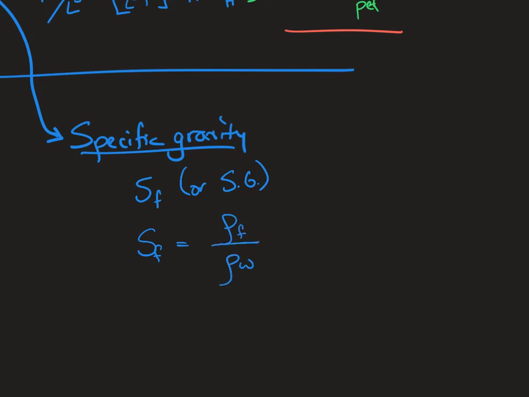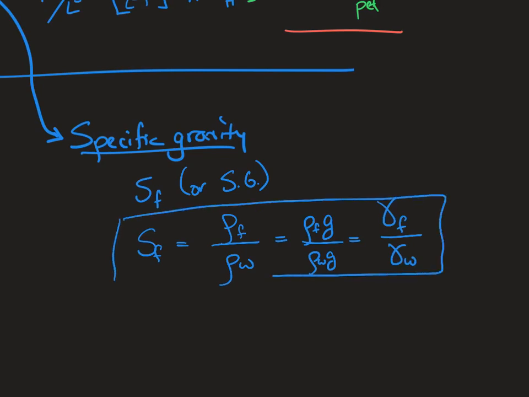Notice I could multiply top and bottom by gravity, and I would get the gamma of the fluid divided by the gamma of the water. So it is the ratio of the density of the fluid to the density of water. In other words, if I said something has a specific gravity of 2, that means it's twice as dense as water. If I say it has a specific gravity of a half, that means it's got half the density of water, or half of the specific weight of water.